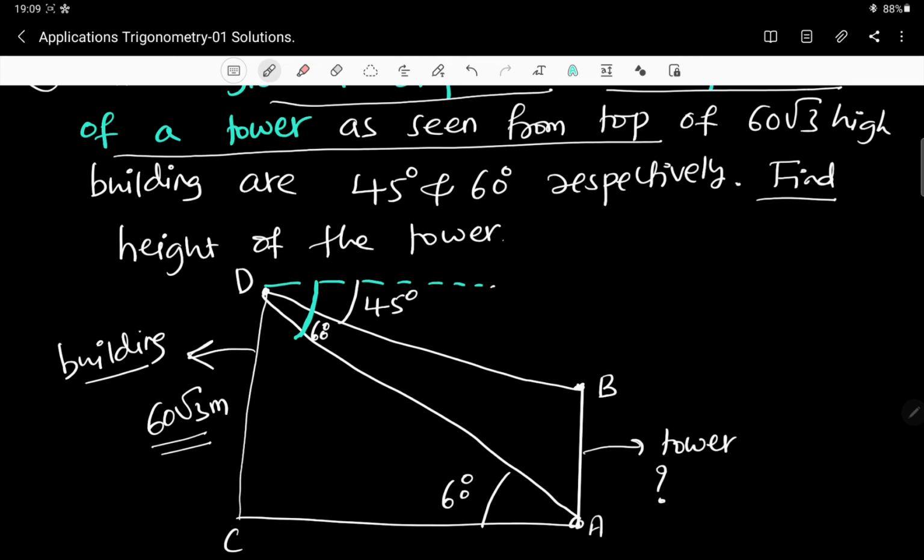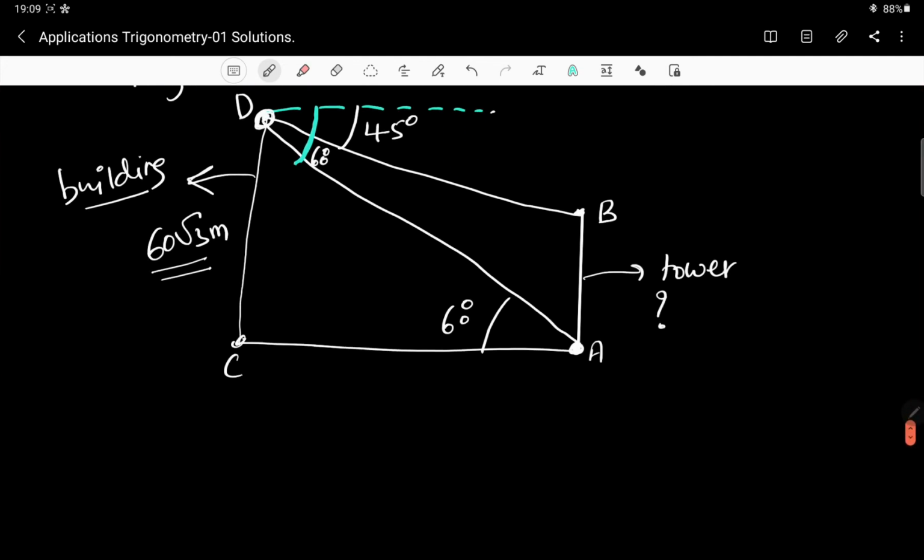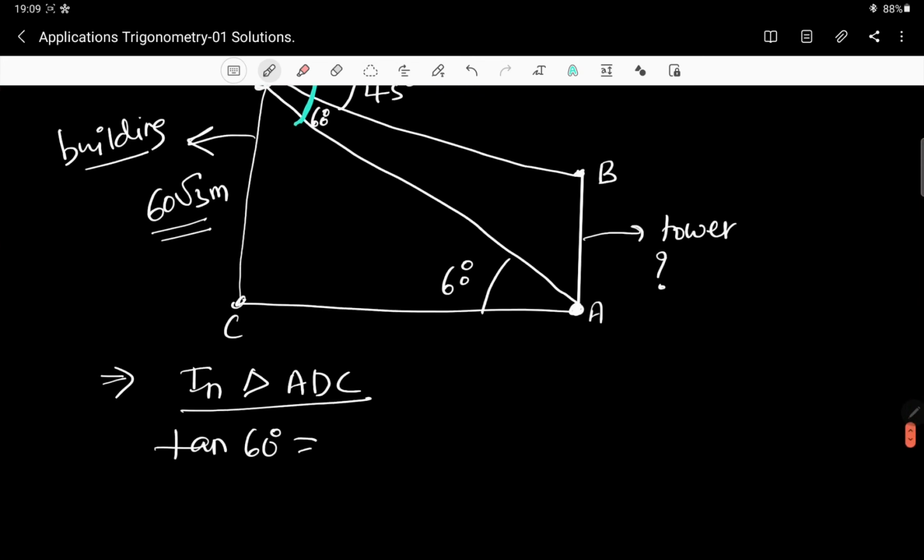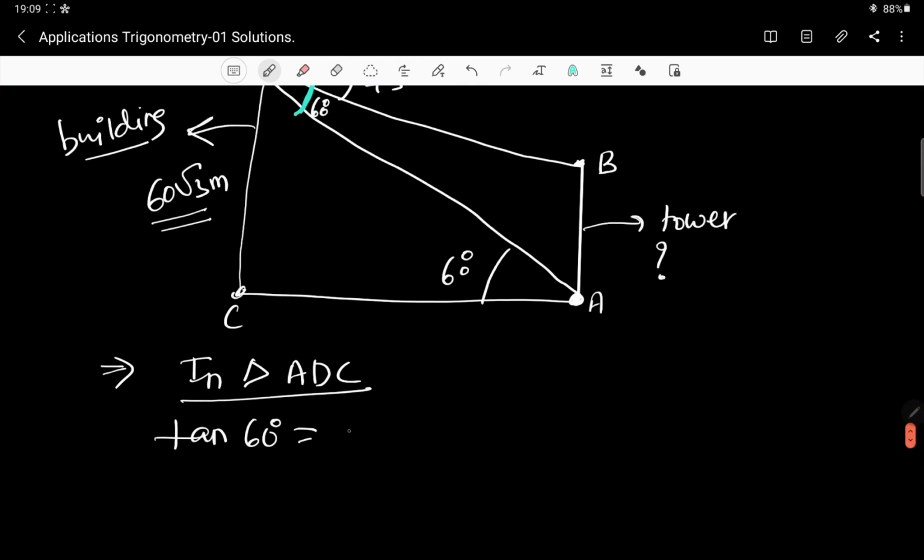This is 60 degrees. So let us apply tan 60 in triangle ADC and get this AC. This AC we can easily get. First of all, let us do that, then afterwards I will tell you what to do. In triangle ADC, this is not APC, this is ADC. If I apply tan 60 degrees, tell me, tan 60 degrees equals what? It becomes DC divided by AC, correct?